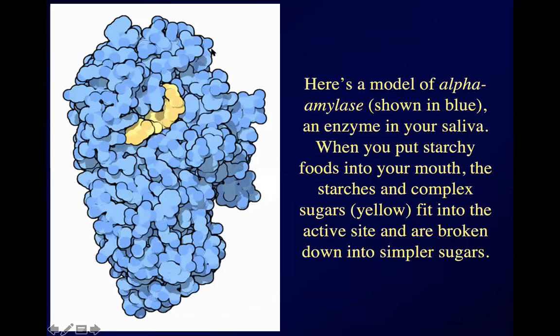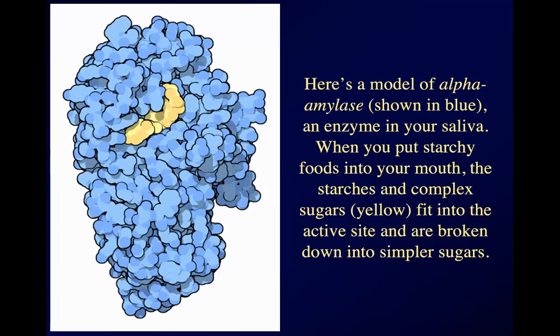Okay, here's an actual one, and I picked this one because it's very familiar to you because it's in your saliva. You start digesting your food the instant you put it in your mouth. Saliva contains enzymes, and what they do is break down the large molecules in your food and turn them into small molecules that your body can absorb and use for its own purposes. So you've got alpha amylase in your mouth, even as we speak.